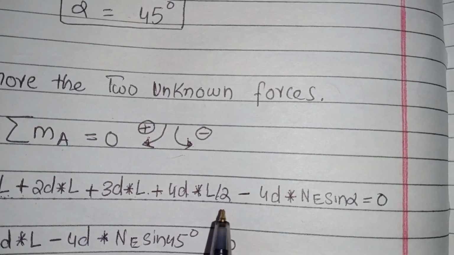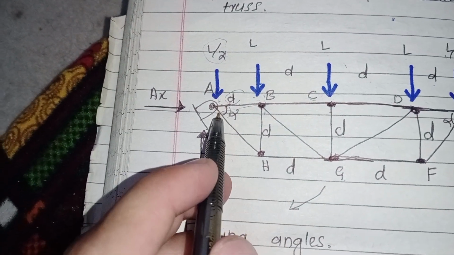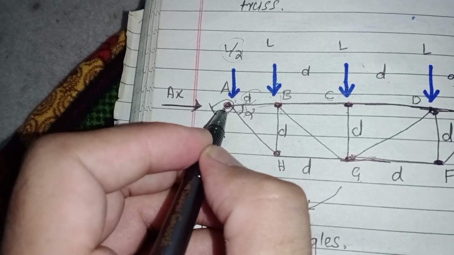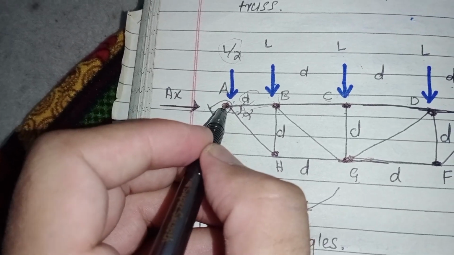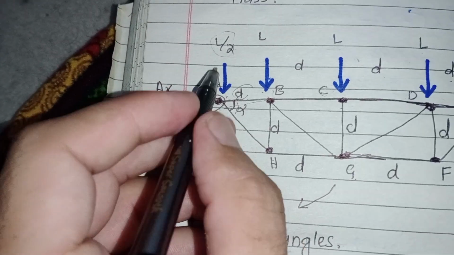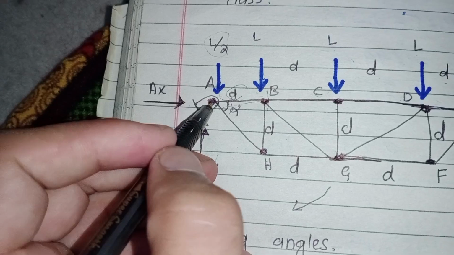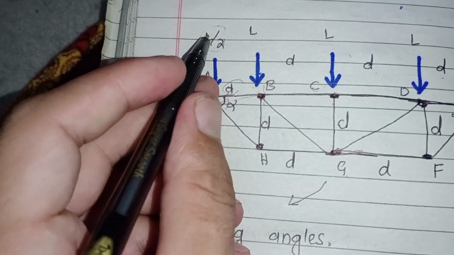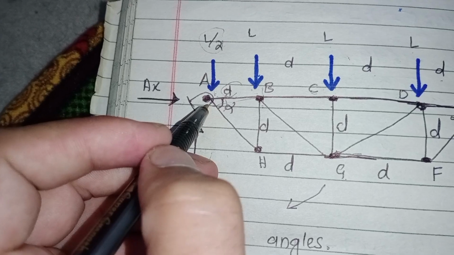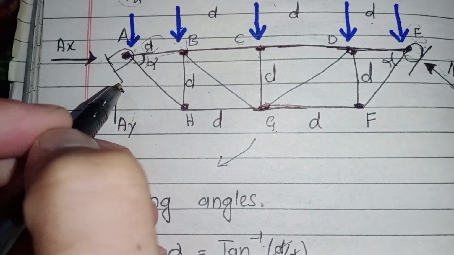And this is also a force exerted at point A, but the distance here is 0, so we can say L divided by 2 into 0, which is 0. We can't count this load because it cannot create rotation at point A.